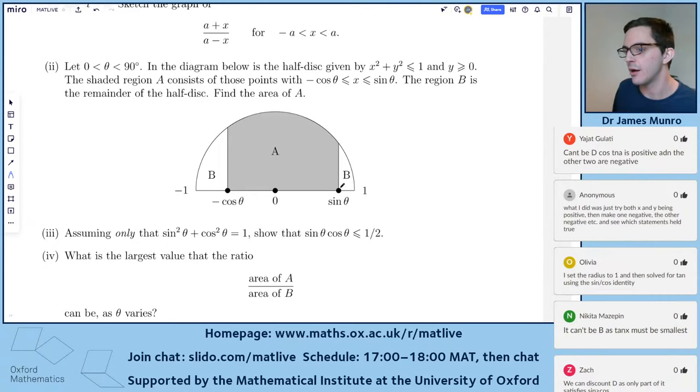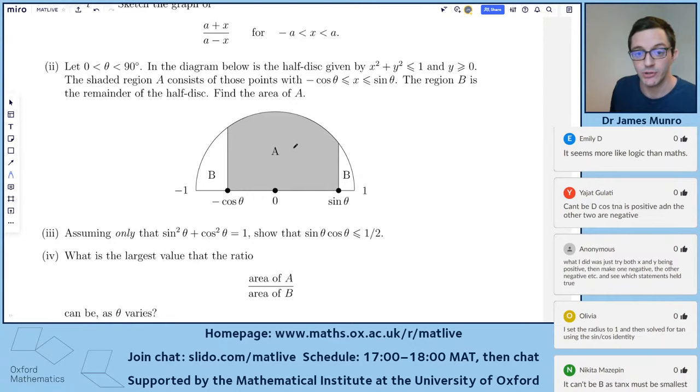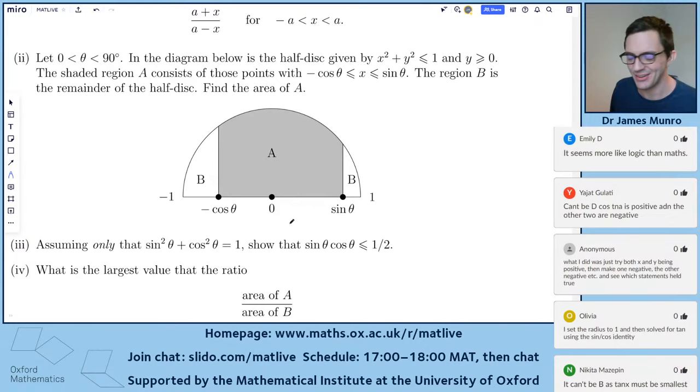There's some region A here, and we're just asked to find the area of A. Okay, so we're going to need to know how to find this bit of area. And it's a complicated shape. It's made of straight line, straight line, straight line, a random bit of circle. And I'm told where everything is, so I could draw a diagram to scale if I wanted to, for a particular value of theta.